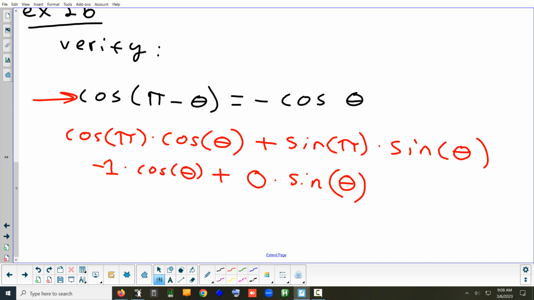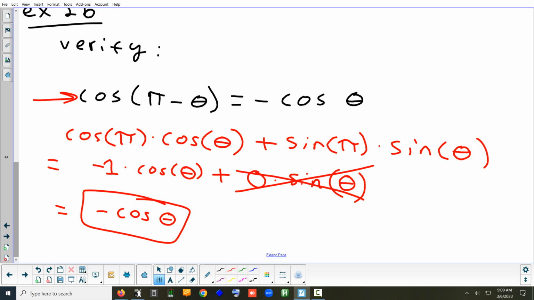Yep. Sine pairs going to cancel out. Right. Multiplying by 0, so that's gone. And then you're multiplying cosine theta by negative 1, so the answer is just going to be negative cosine of theta. Yeah, negative 1 times cosine is just negative cosine theta. And that's exactly what they told me that I should get. So we took the left-hand side and we simplified it until we got the right-hand side.